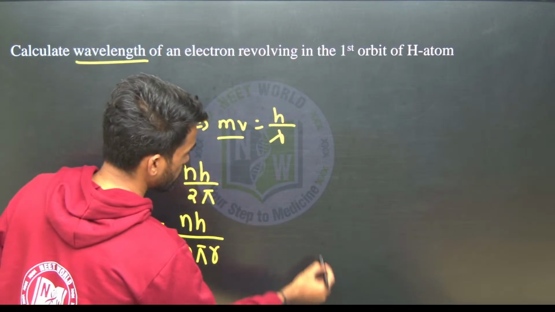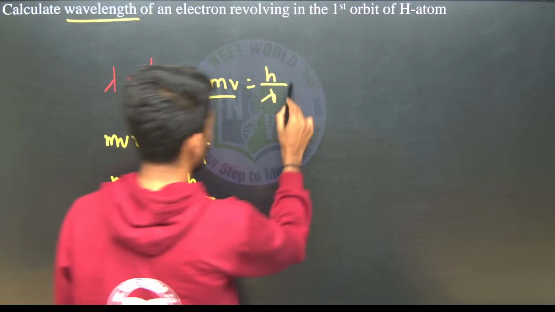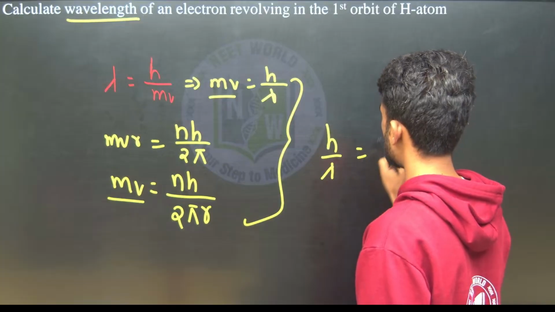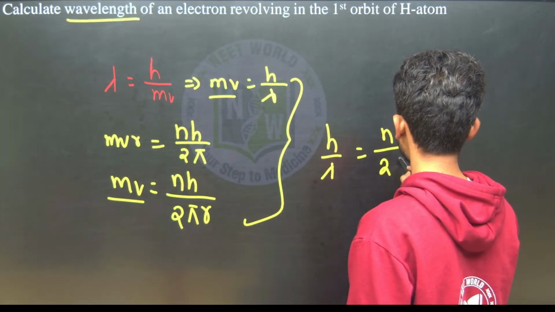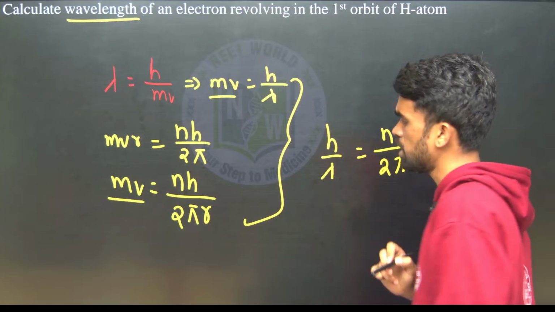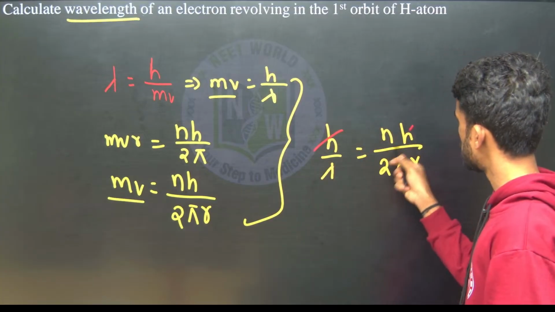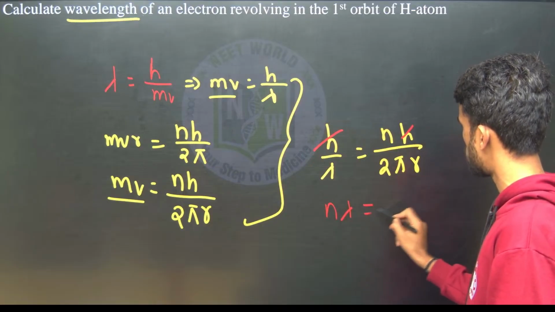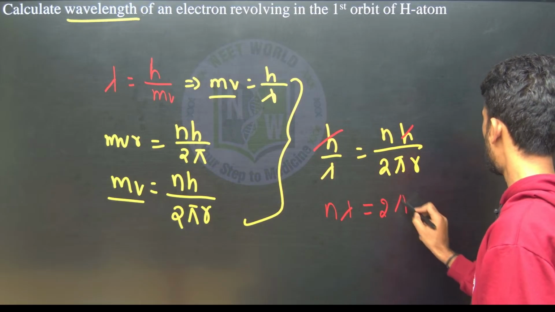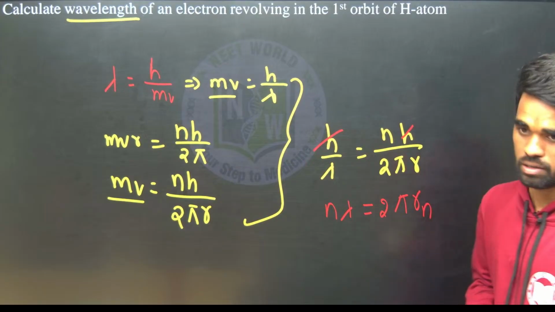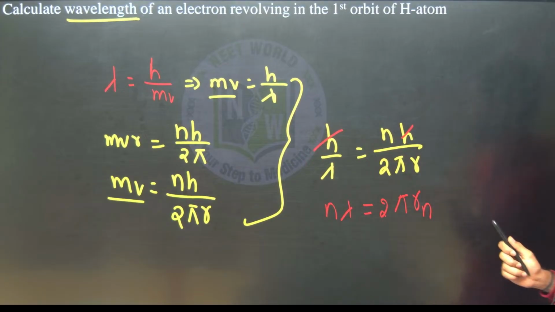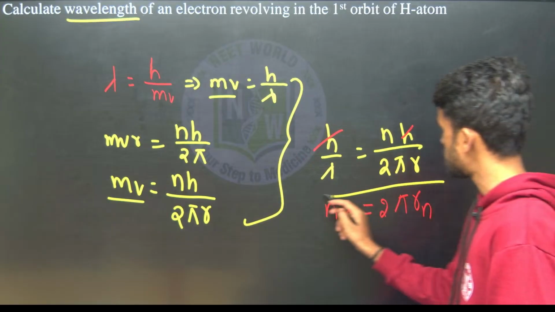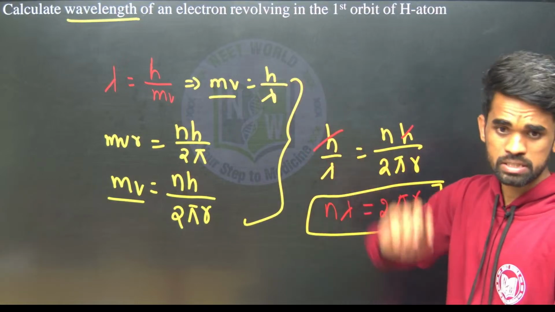So from this what can we say, mv equals h by lambda, which is equal to nh by 2 pi r. Okay, h is removed, so we got n lambda equals 2 pi r for the nth orbit, rn. So n lambda equals 2 pi rn. This is also de Broglie's equation.